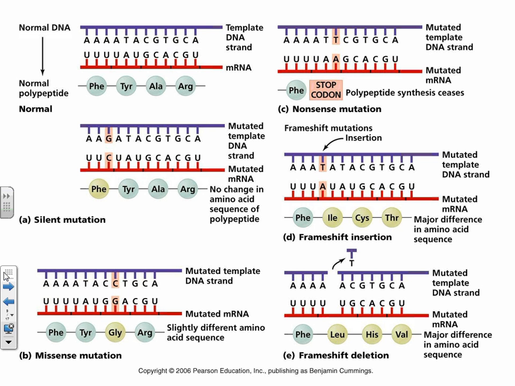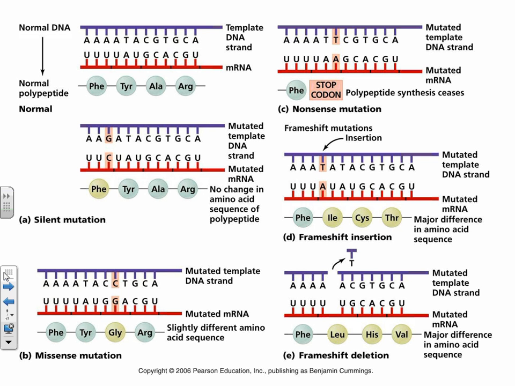Then we've got an insertion, where we've got an extra T inserted into the DNA, giving us an extra A in the messenger RNA. It is a frame shift one, it moves everything on, and so everything after that is changed. So rather than get phenylalanine, then tyrosine, alanine, arginine, we get phenylalanine, but then we get isoleucine, cysteine, threonine, a completely different amino acid sequence. Goodness knows what that would turn out to be.